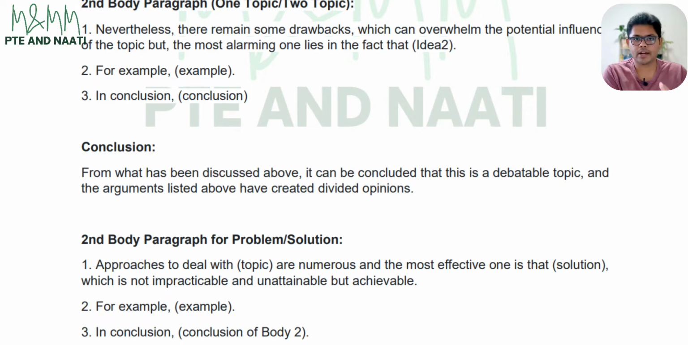If you look at the paragraph of a problem solution essay, "Approaches to deal with the topic, again the same line, demand for food is increasing worldwide, are numerous, and the most effective one is that people can grow fruits and vegetables in their backyard, which is not impracticable and unattainable but achievable." See how you can easily fit any solution here? That's why this template is really, really good.